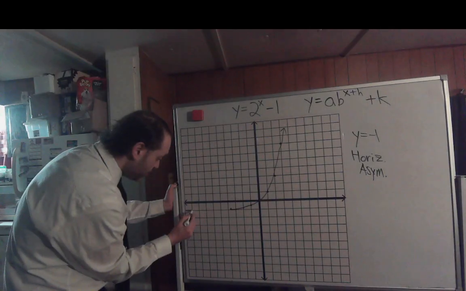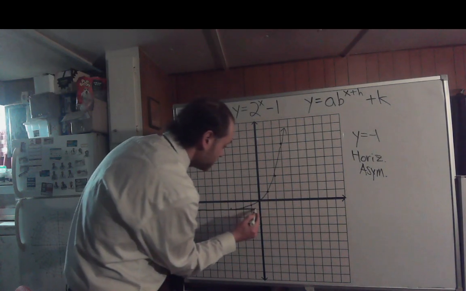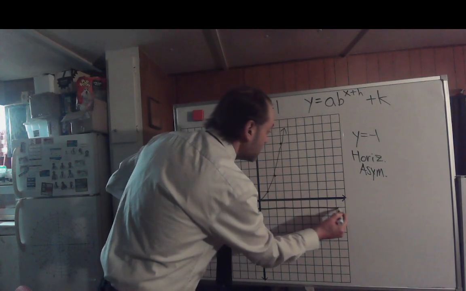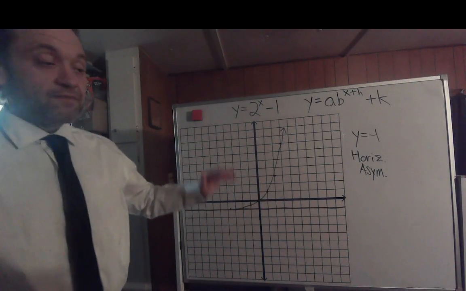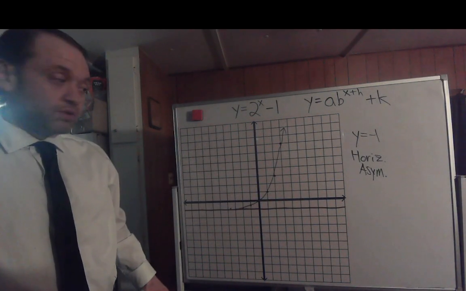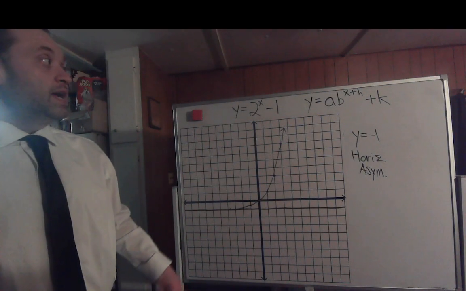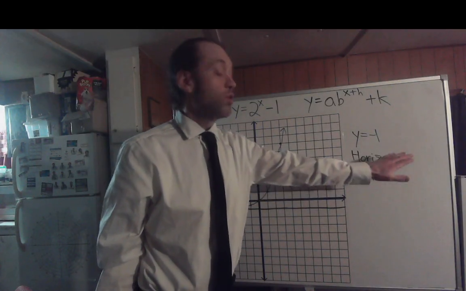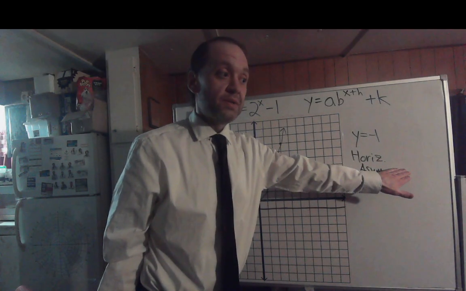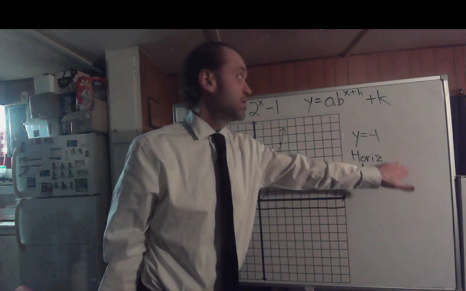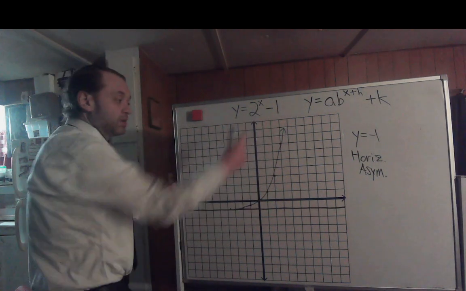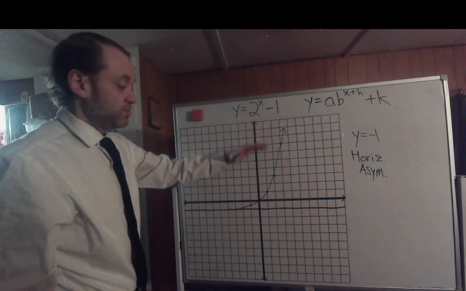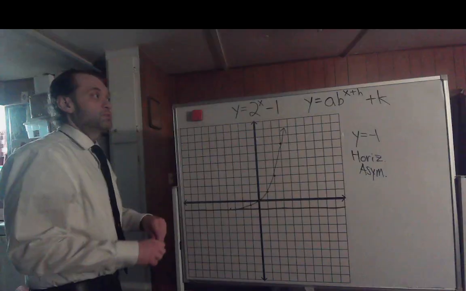So in fact, let me draw that real quick for your horizontal asymptote. So if you have a plus or minus in the exponential function, this plus k, that indicates a vertical shift either up or down for your function. And that plus k is always your horizontal asymptote, always. So that's how you know what your horizontal asymptote is going to be. So that negative 1 here, that's a dead giveaway that y equals negative 1 is your horizontal asymptote.